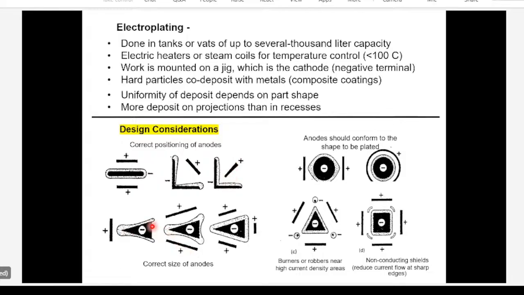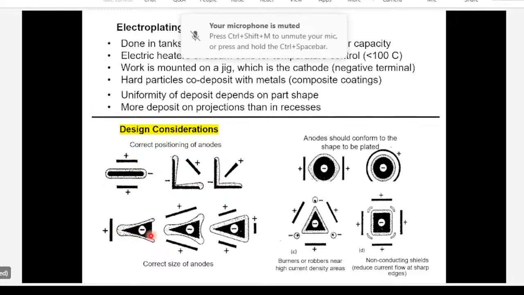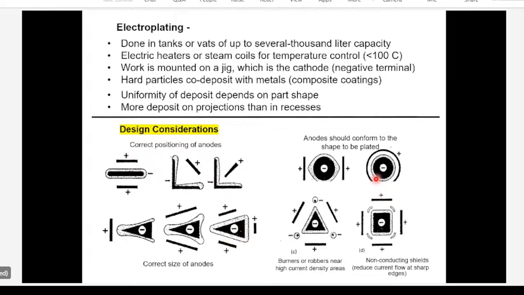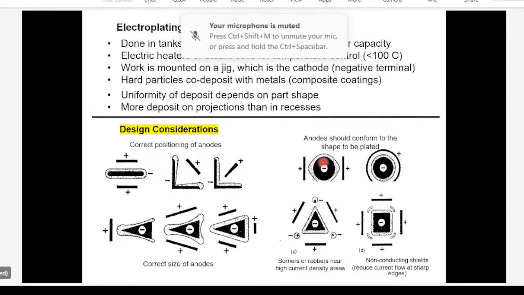In this example at the bottom, you have a triangular cross section to plate. If I use one anode, I will not get any deposition on the back side. So you may have to use 3 smaller anodes to get a uniform deposition. If you have a cylindrical part to plate, you cannot use a flat anode like this. The anode has to match the shape of the part to get a uniform film.